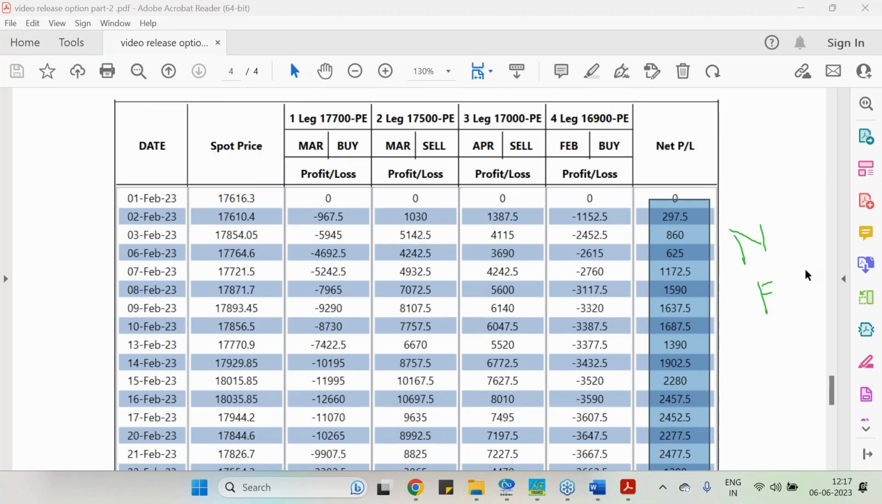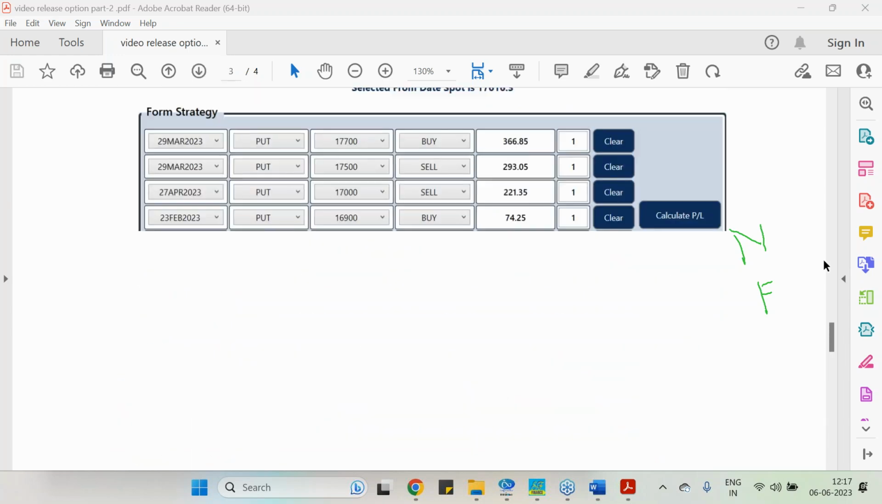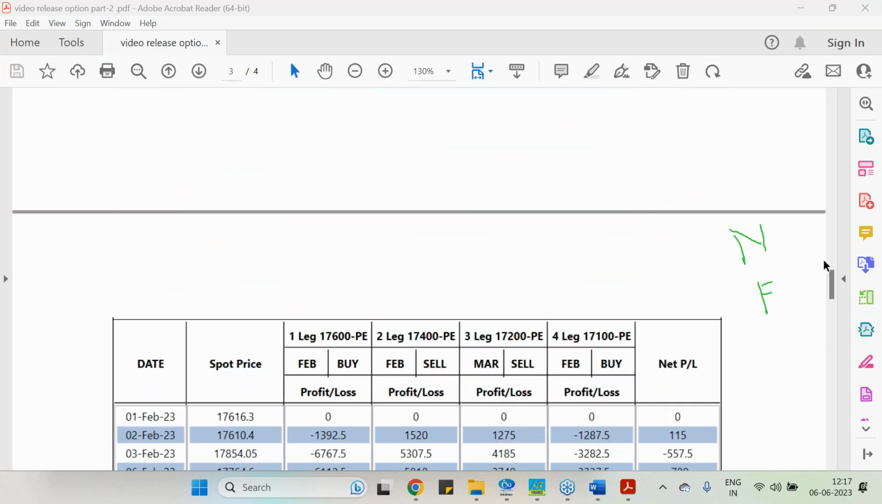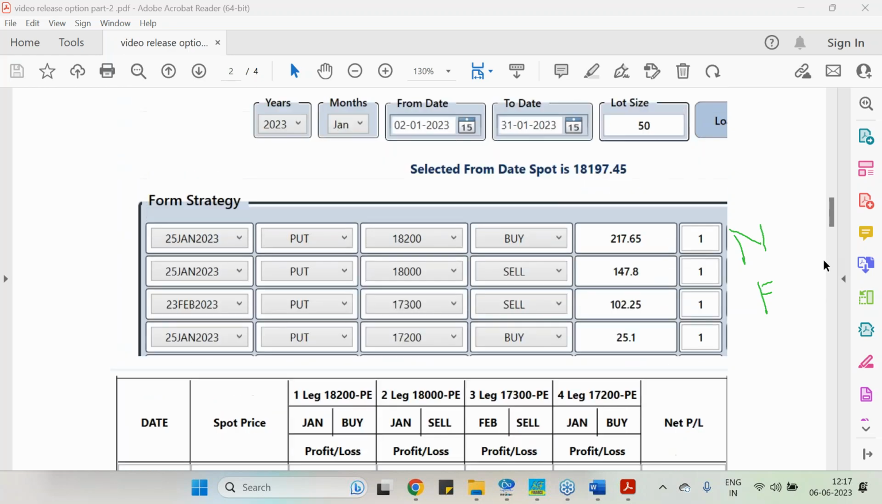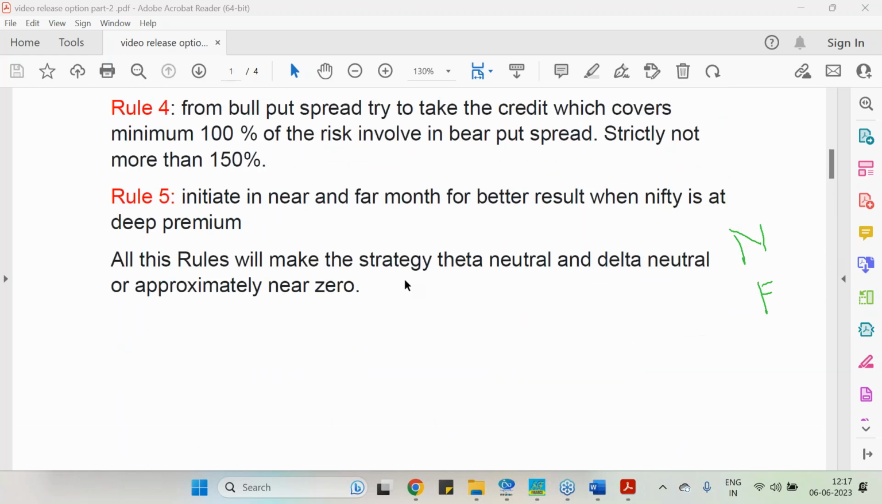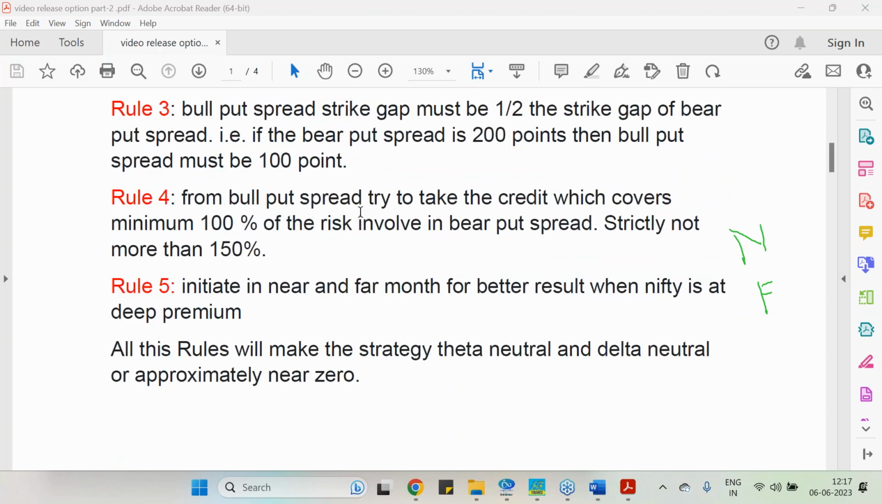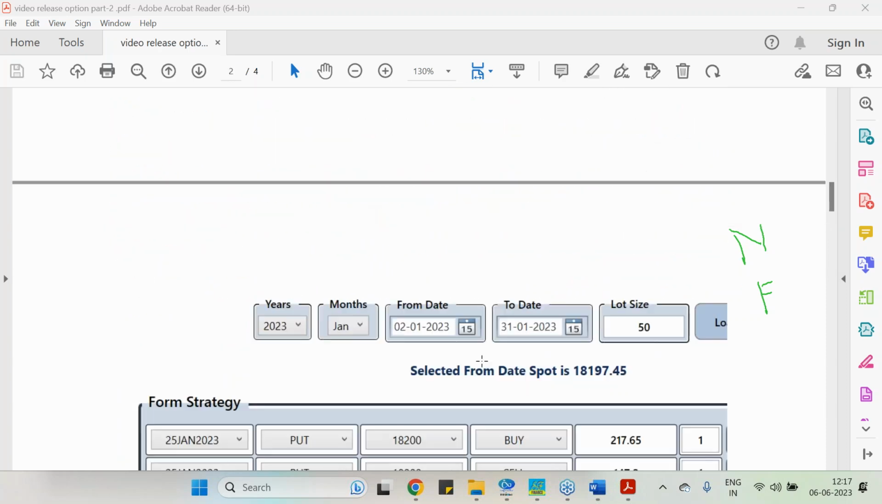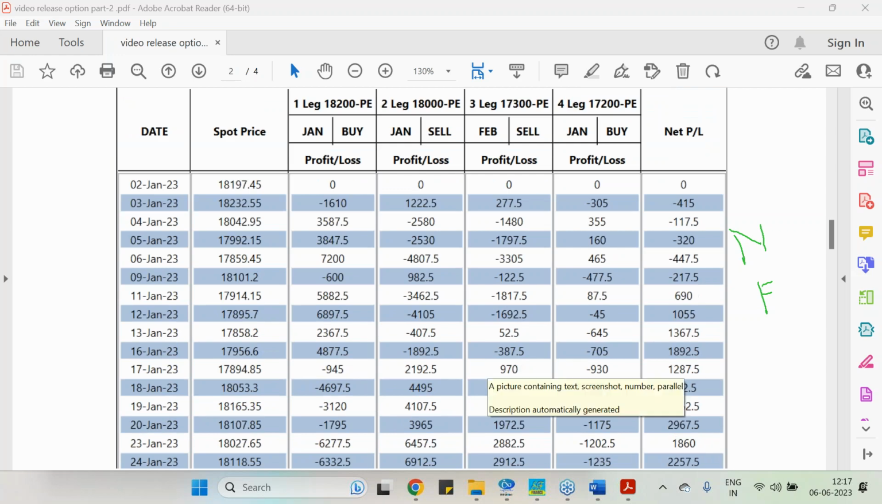So when it is not in a deep premium, it is in a normal premium of 30 to 50 points. Don't tweak this rule. Do not break this fifth rule. Do not accept this fifth rule. Go as for the fourth rule. You will be benefited. So fourth rule also benefits.